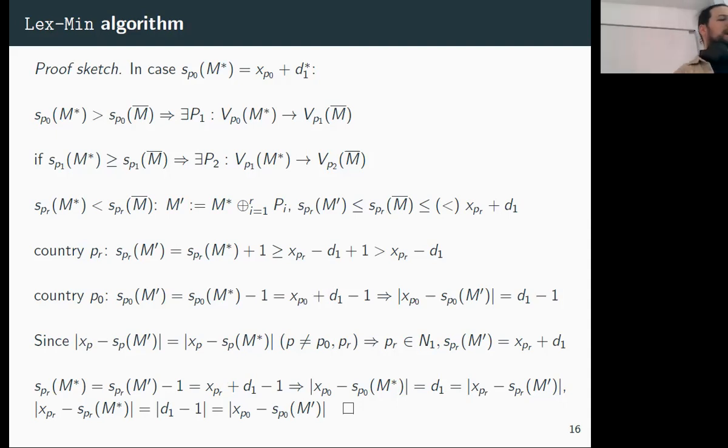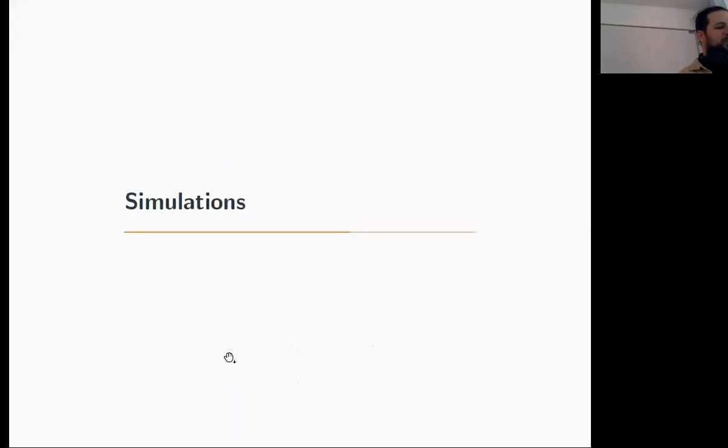So at least in the first iteration, the output of the algorithm provides the same result as a lexicographical minima matching. Now all we have to do is repeat this for all t's, and we're done. Okay, on to the simulations.